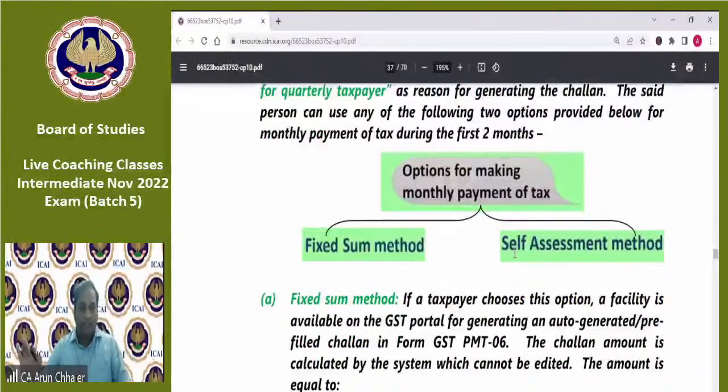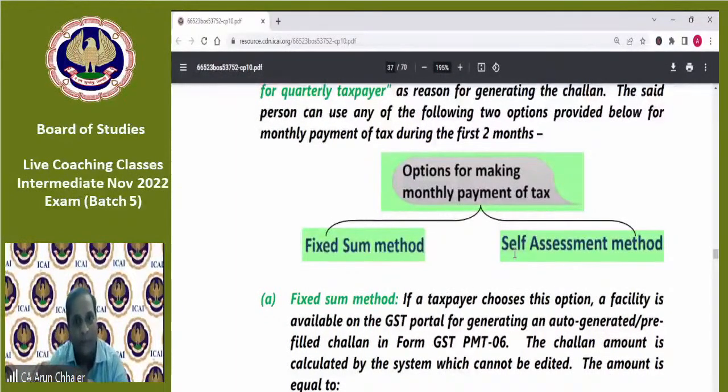Now understand, this is important. For month 1 and month 2, you need to pay the taxes, that is okay. But how much do you pay? That depends on any of the methods chosen by the taxpayer. So what is the first method? Fixed sum method. What is the second method? Self-assessment method. Why are we using these methods? These methods will tell you how much amount would be payable or would be paid by you.